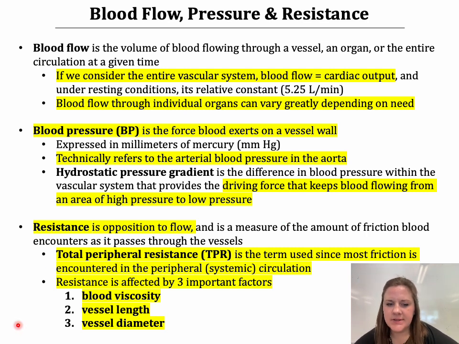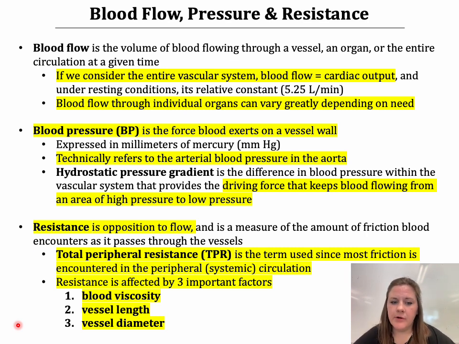And then resistance is any opposition to flow. Fluids always meet some level of resistance. Blood is always meeting some level of resistance. It's going through a tube. The tube wall creates resistance, right? So there's always some amount of friction or resistance that blood is meeting.